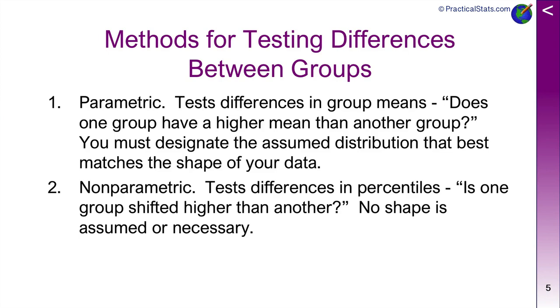So there are a variety of methods for testing differences between groups. They fall into two primary classes. First one being parametric tests. You're probably familiar with these. These test differences in group means. So does one group have a higher mean than another group would be the question that it asks, much like the analysis of variance question. And you must designate the assumed distribution that hopefully best matches the shape of your data as the one that you're using as an assumption.